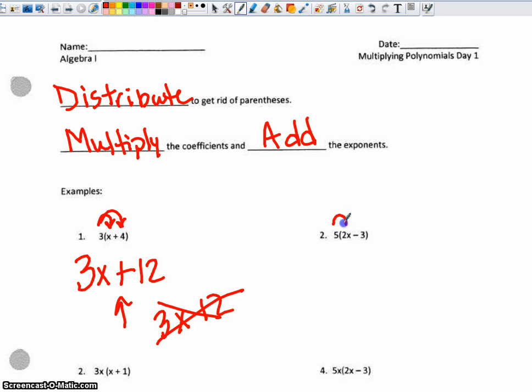So for number 2, you're going to distribute the 5. 5 times 2x is 10x. 5 times negative 3 is a negative 15, so you say minus 15.